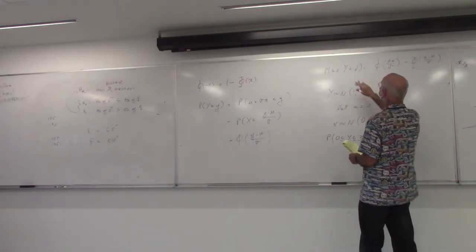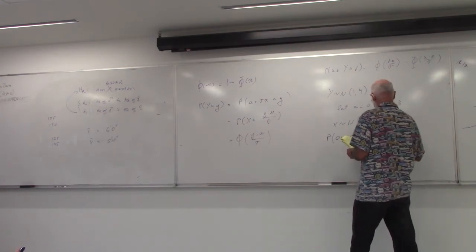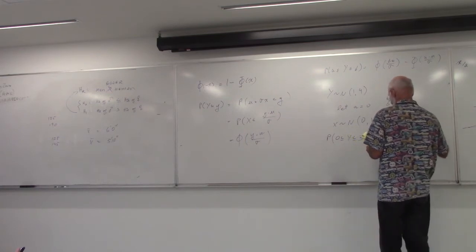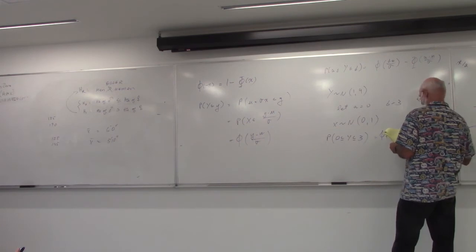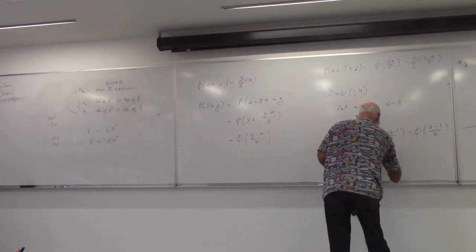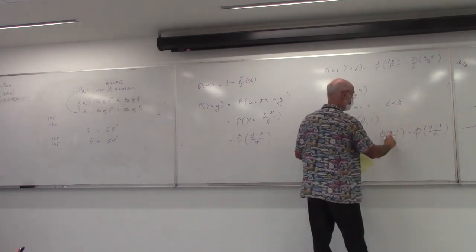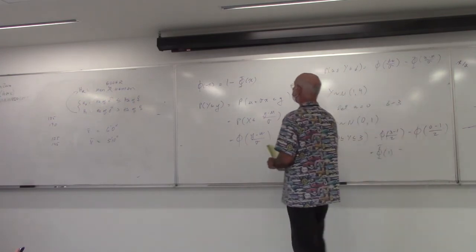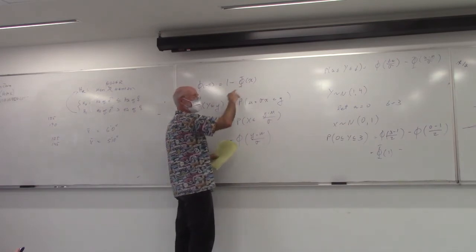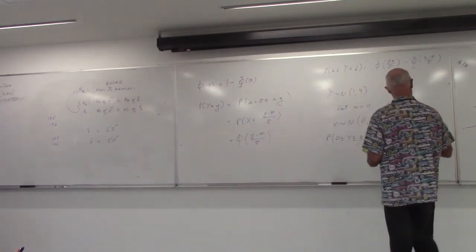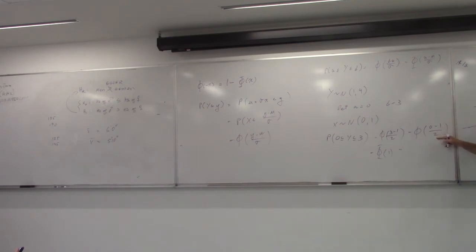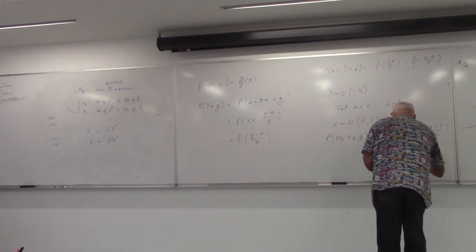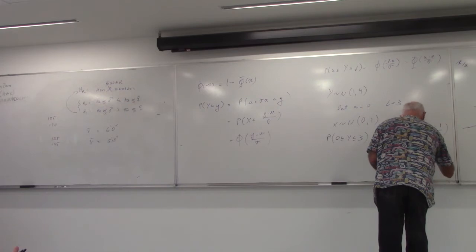That's equal to, let's use that idea up there, phi at (3 minus 1) divided by 2 minus phi at (0 minus 1) divided by 2. That's equal to phi at, 3 minus 1 is 2, 2 divided by 2 is 1, minus, and I said that phi at minus x is equal to 1 minus phi at x. So I'm going to use that idea because 0 minus 1 is minus 1, so this is at minus 0.5, right? So that's the same as minus 1 minus phi at a half.